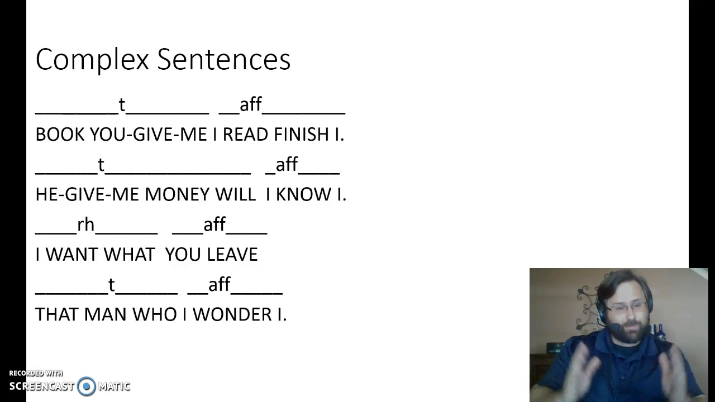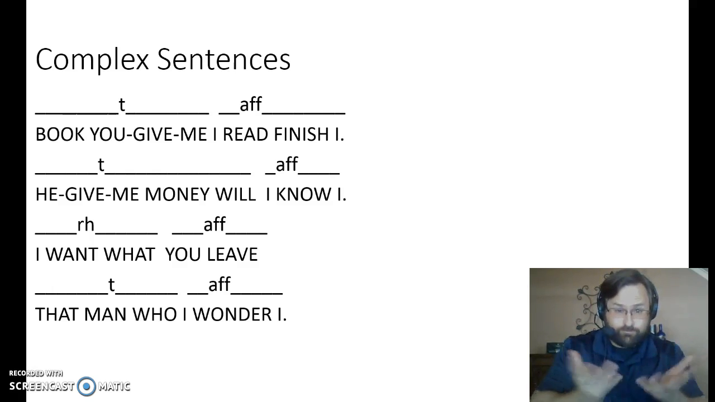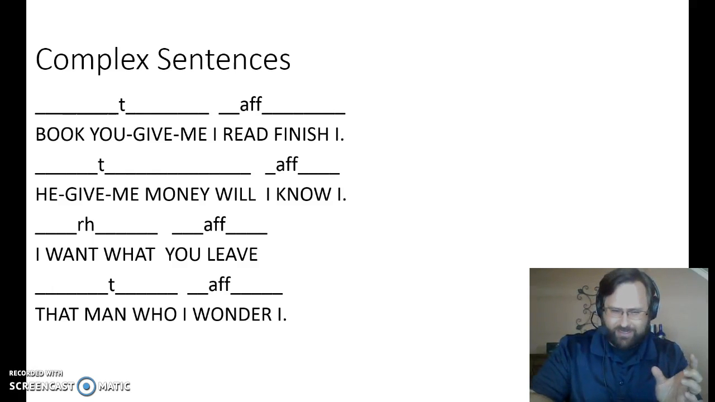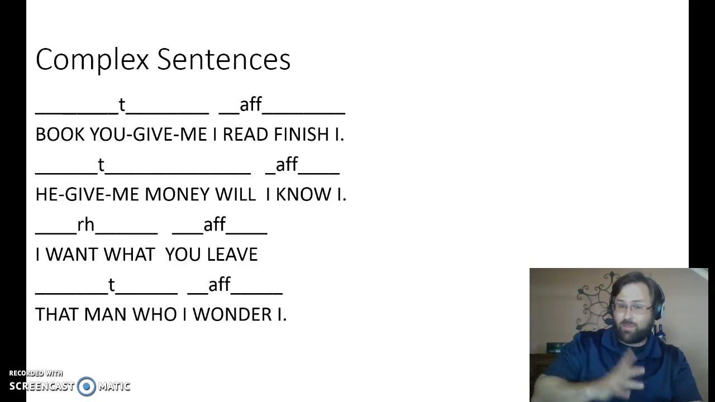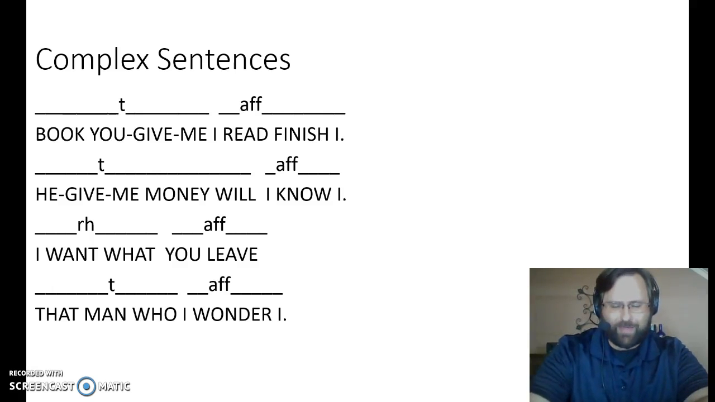Secondly, we have this example. In that sentence, the topic is, he will give me the money. But the main sentence is, I know that he will give me the money. Here we have another, introduced with a rhetorical question. I want you to leave. And then finally we have an embedded sentence that's a question sentence embedded inside of another sentence that's affirmative. I wonder who that man is.